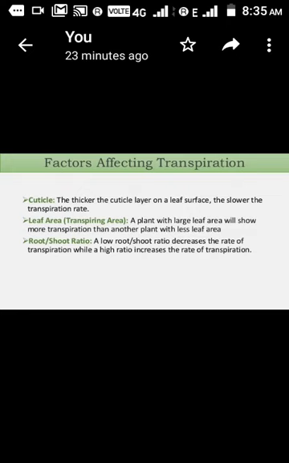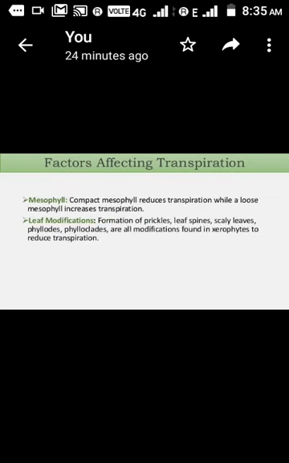Another parameter is the root shoot ratio. A low root shoot ratio decreases the rate of transpiration, while a high root shoot ratio increases the rate of transpiration. Okay, these are some of the intrinsic factors.